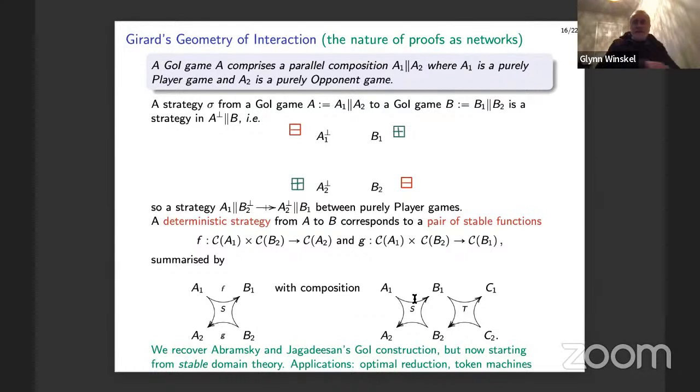And this has been, and is still, important for optimal reductions in the lambda calculus and so on, and also in understanding token machines. And roughly, you can think of these types, the A1 and the A2, as being associated with passages of tokens both into and out of a link in these token machines.